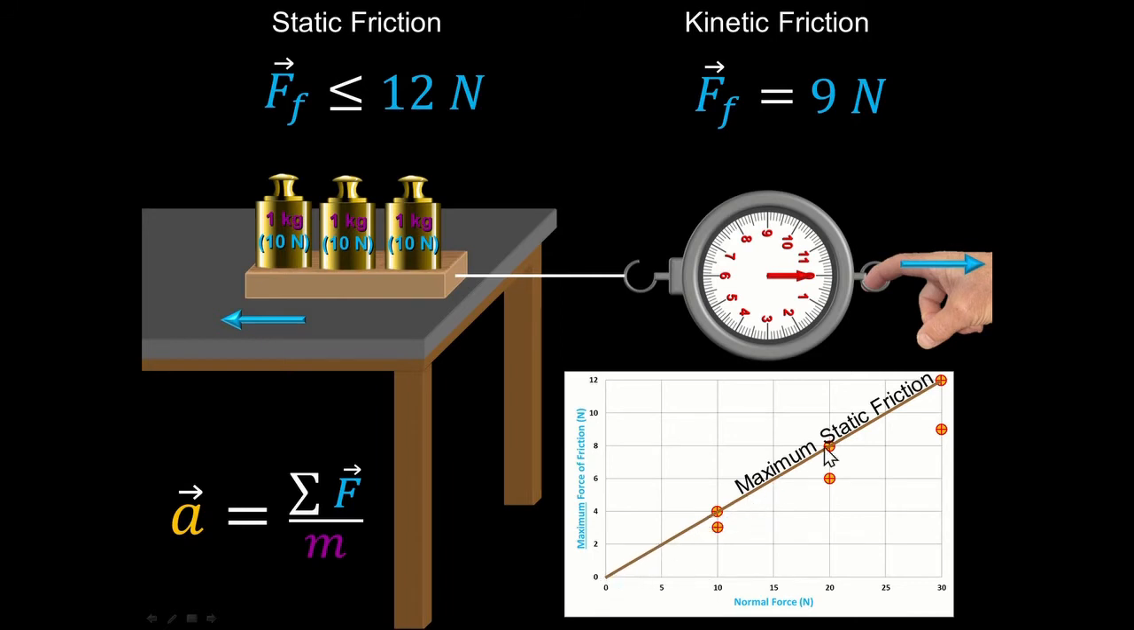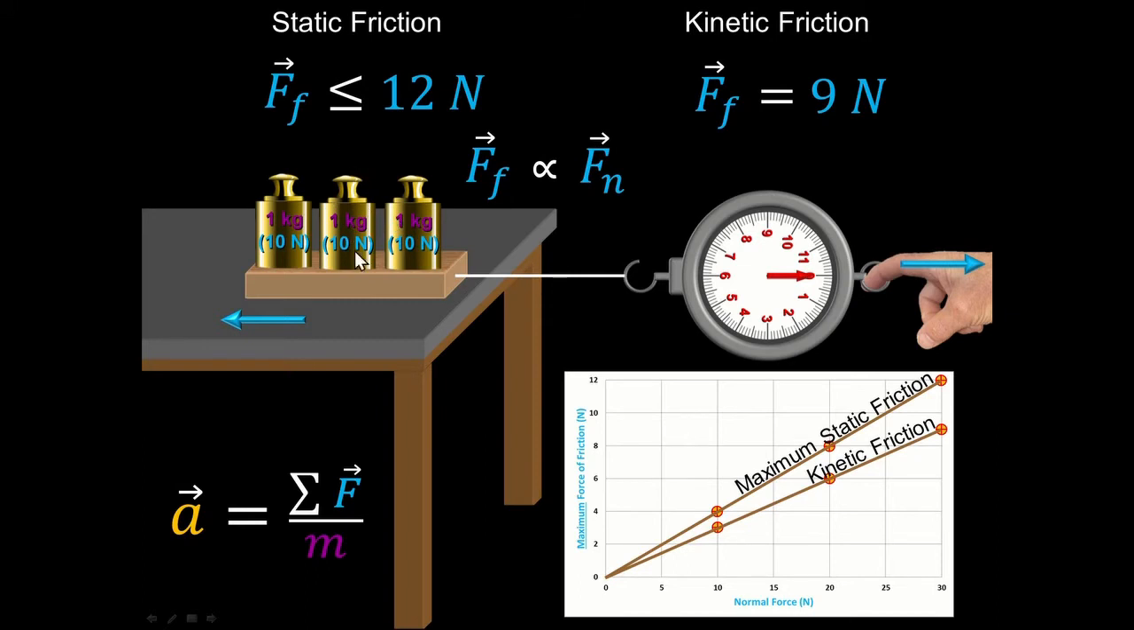So this is the maximum amount of static friction. The friction could have been less than that if I pulled with less force, but the most it could have been follows a linear relationship between how hard they're pressed together, that's called the normal force, and the maximum amount of friction we get. But it looks like the kinetic friction was also a linear relationship, but we just got less friction when it was kinetic. So it looks like the force of friction is proportional to the normal force.